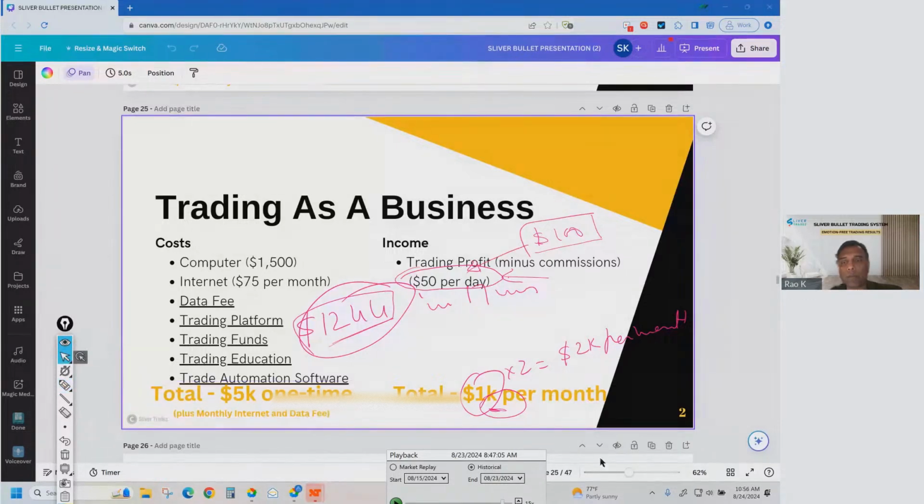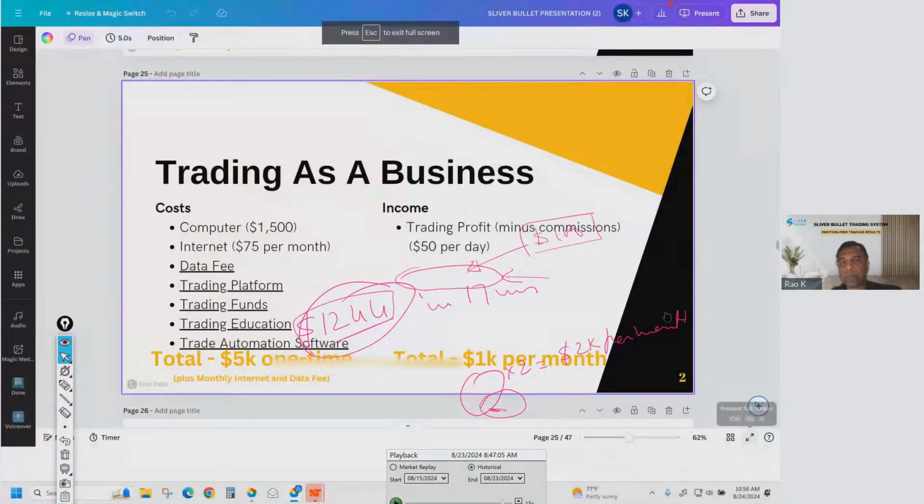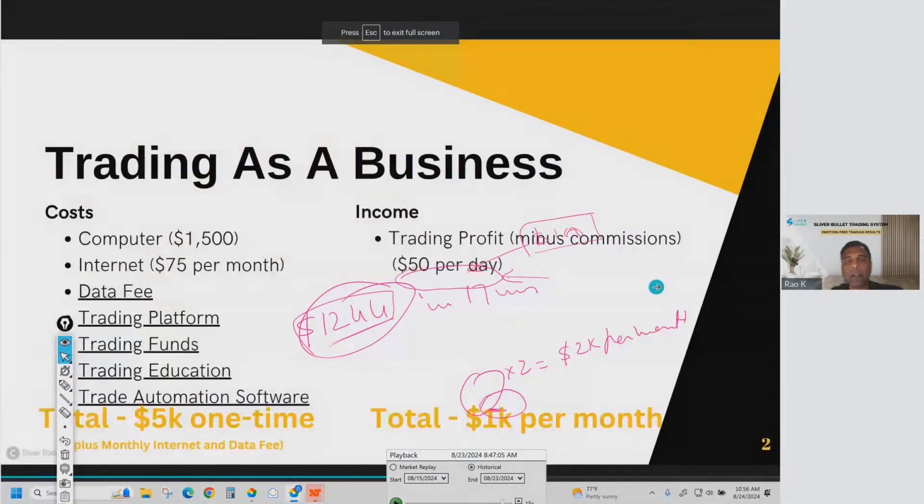So let's look at this and see what we can achieve. As I mentioned in the previous slides, you can create multiple funded accounts. So in one account you achieve $2,000. If you build a portfolio of 10 accounts, what happens? This becomes $20,000 per month, 20K per month.